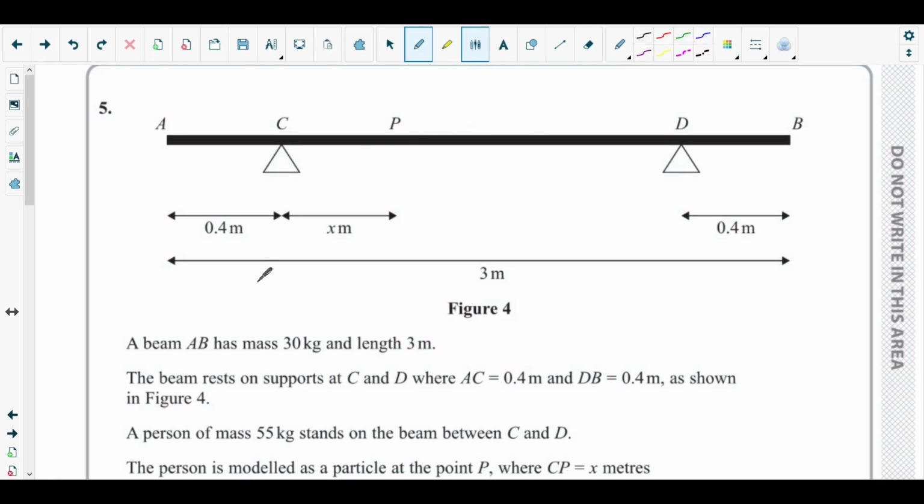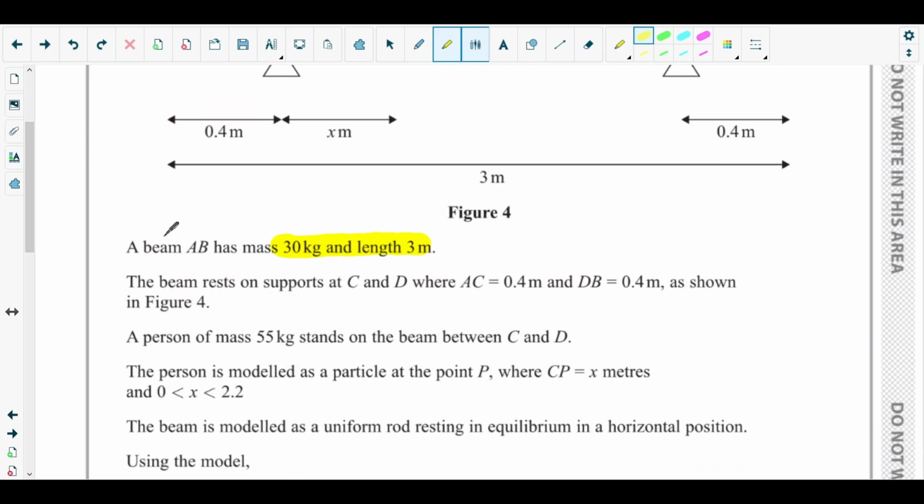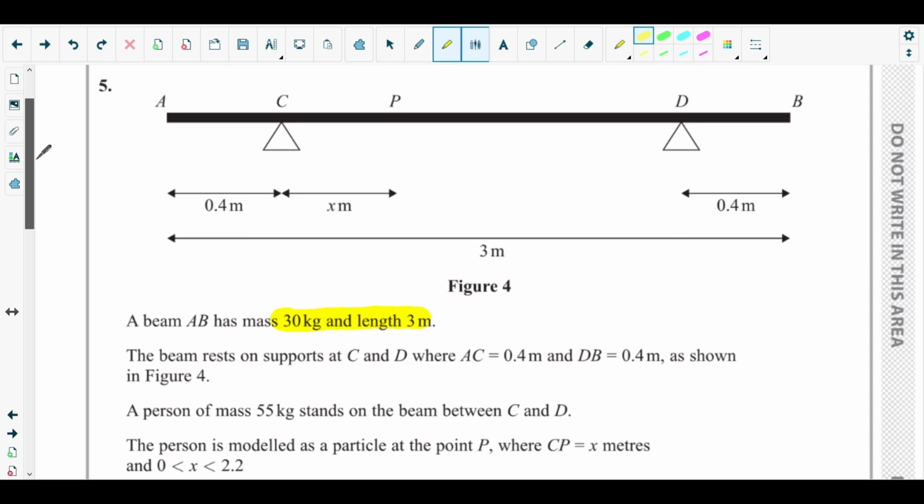So you can see a figure. The introduction says a beam AB has mass 30 kg and length 3 meter. The beam rests on supports at C and D where AC equals 0.4 meter and DB is 0.4 meter, as shown in figure 4.